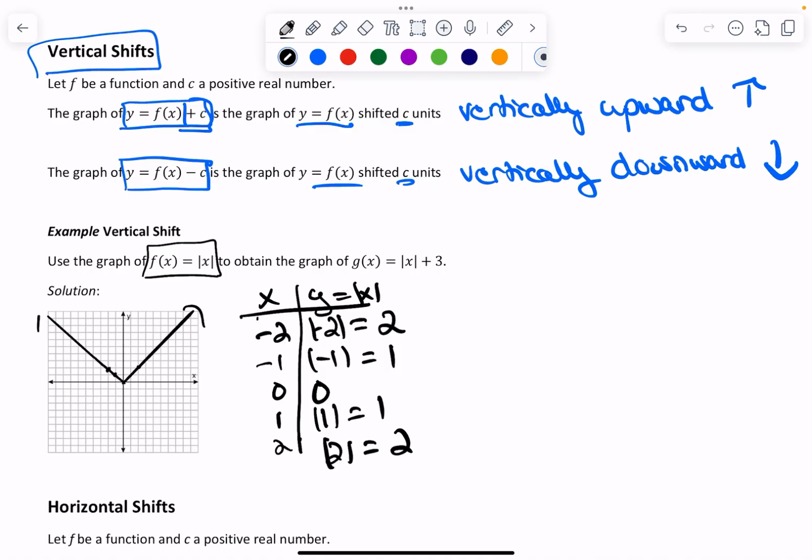So that is our parent function. So this is the f of x, absolute value of x. Now we are going to look at our g of x, which means that it's plus 3. So we're shifting vertically upward by 3. So 1, 2, and 3. There's the first point, and there's our other points.